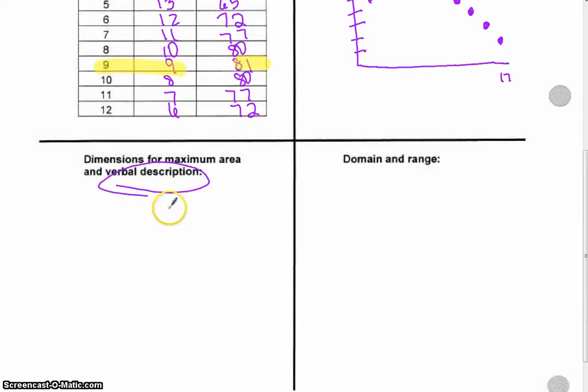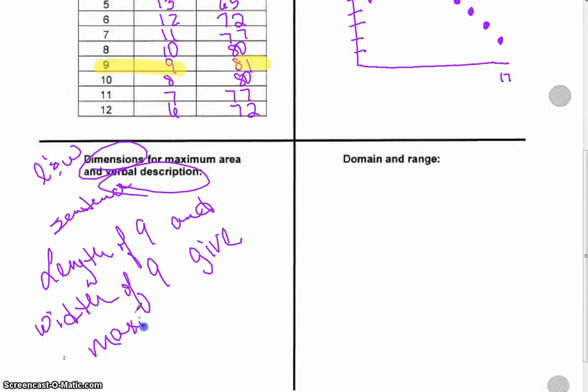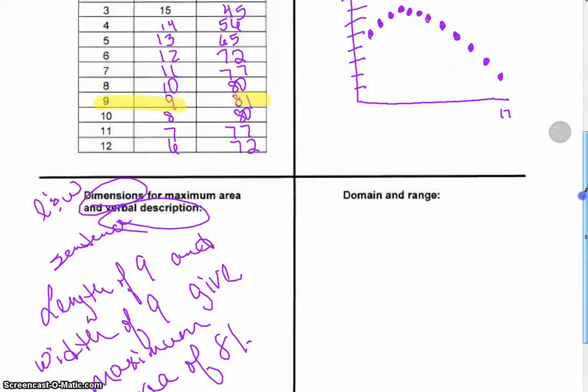Okay, when they want verbal, it's a sentence. Dimensions are always talking about length and width. We said that a length of 9 and a width of 9 give a maximum area of 81. There's a verbal description. We just wrote a sentence, okay? Domain and range. Look back up there at this graph.